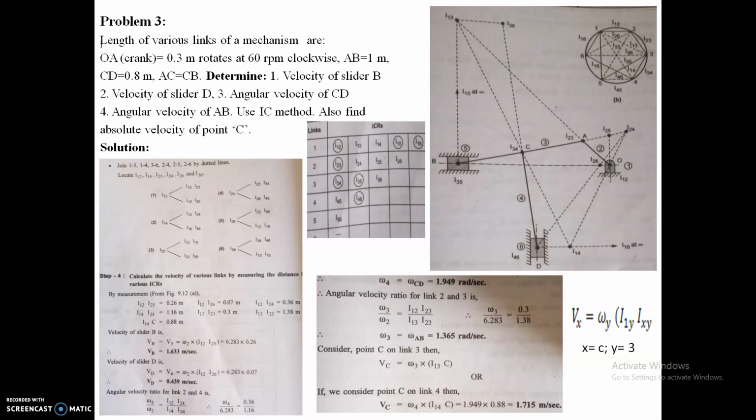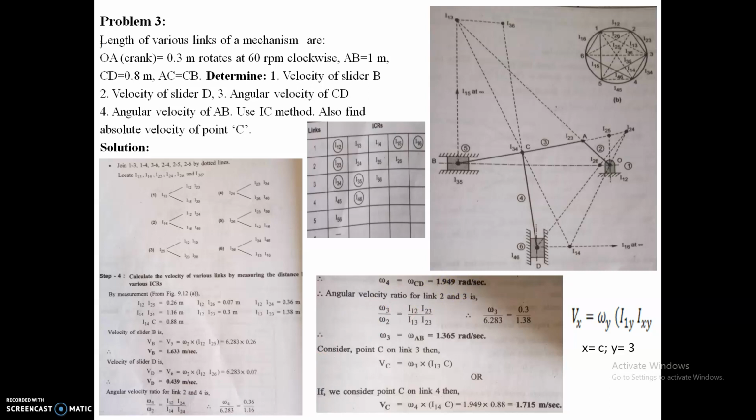I14 is again unknown, and IC24 is known earlier. So first of all, before calculating the value of omega 4, it is essential to determine the IC24. Here I have written IC24, again the same method, but here again IC26 is unknown. So first of all you calculate IC26 and then you can calculate IC24, and accordingly you will get the value of omega 4, and that omega 4 is equal to 1.949 rad per second. So in this way angular velocity we have determined.